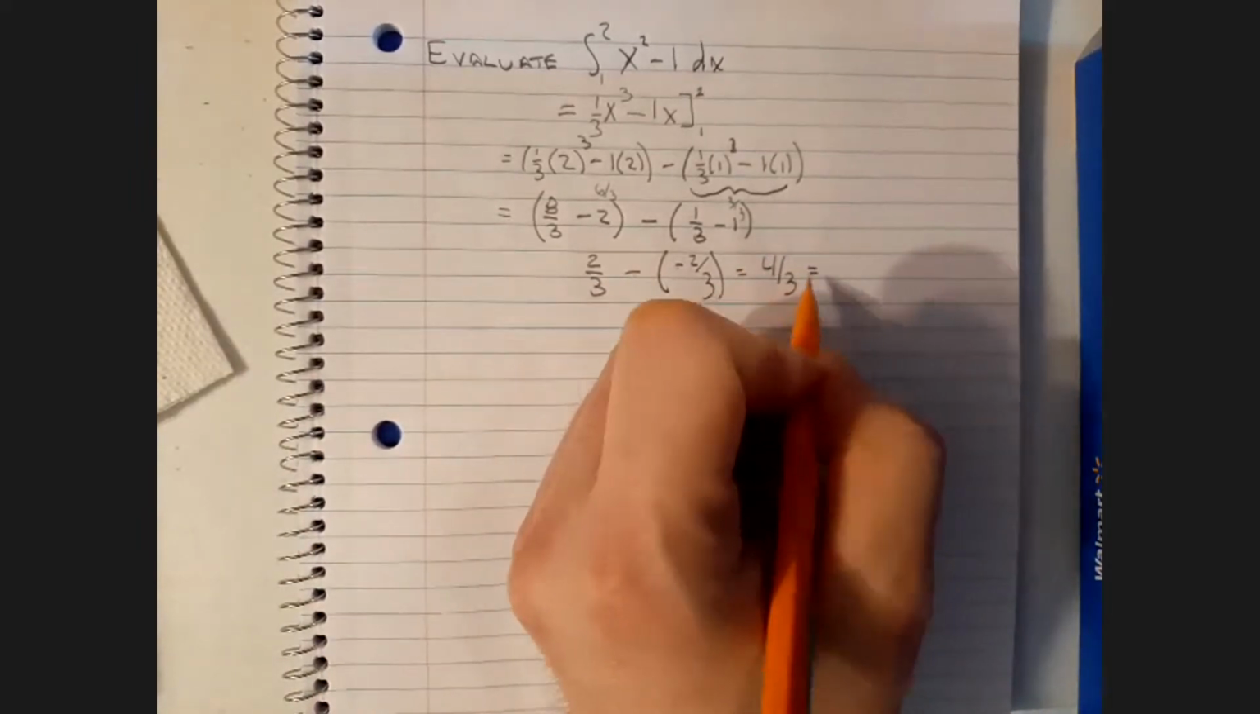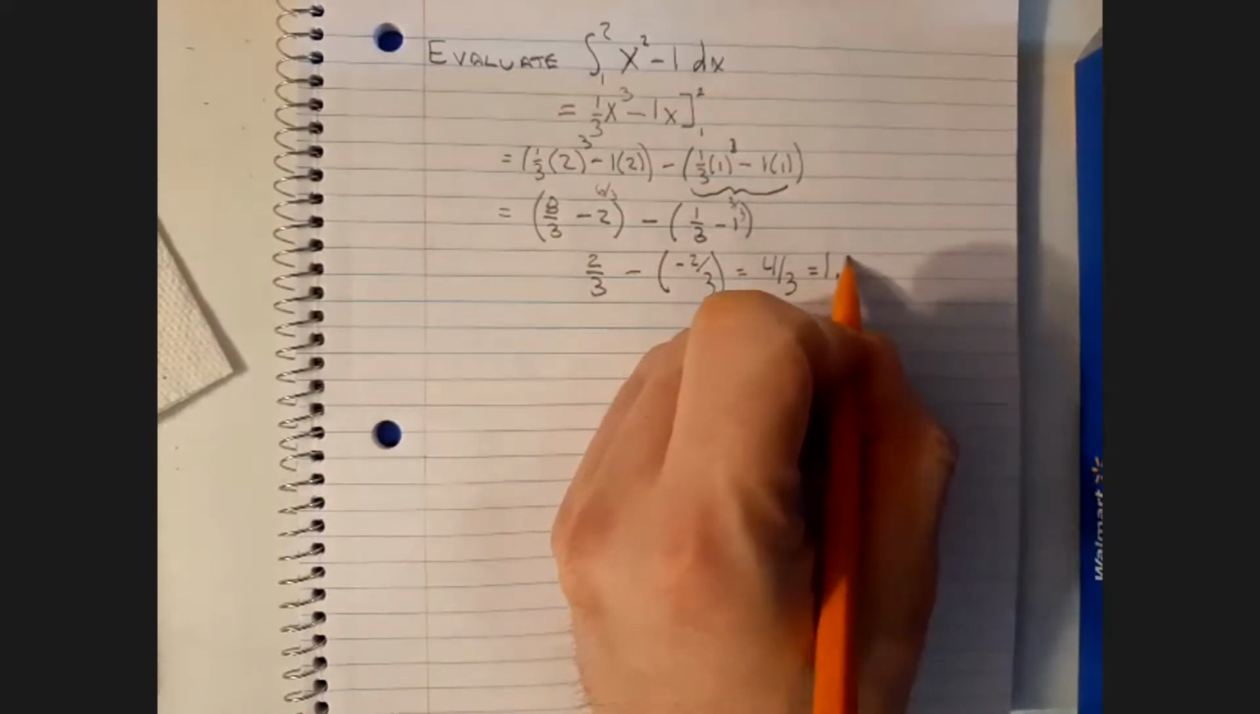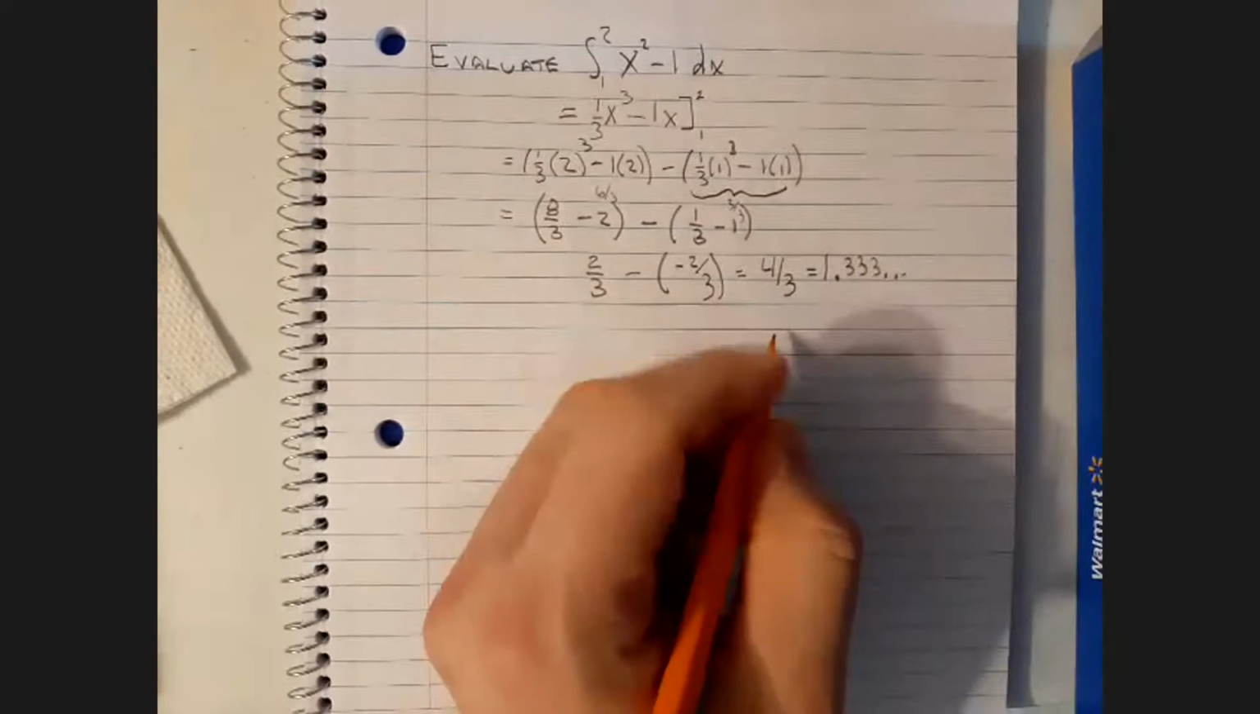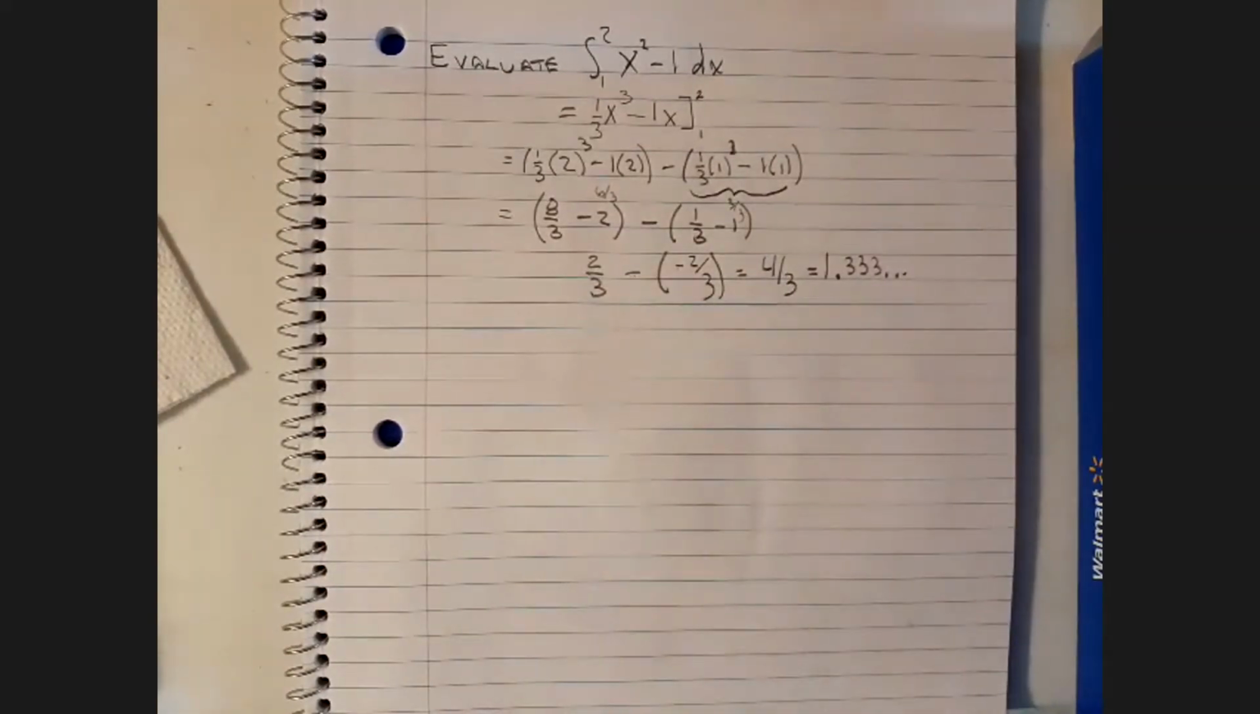Now, if you know anything about thirds, that's going to be 1.333 repeating. And that's very close to the answer that we conjectured at the beginning, that we should get about 1.5 as our answer. So I hope that was helpful to you.